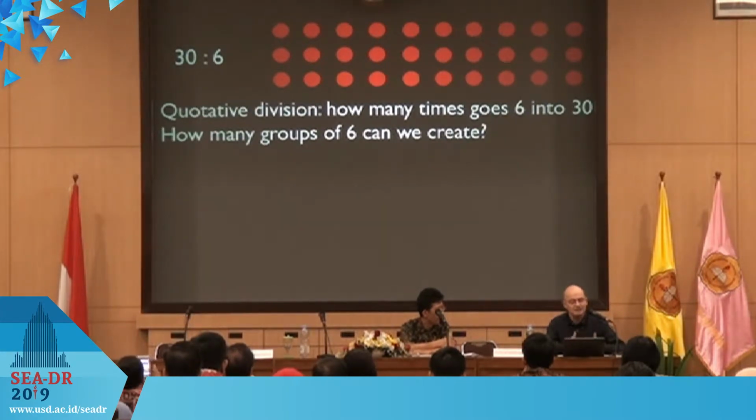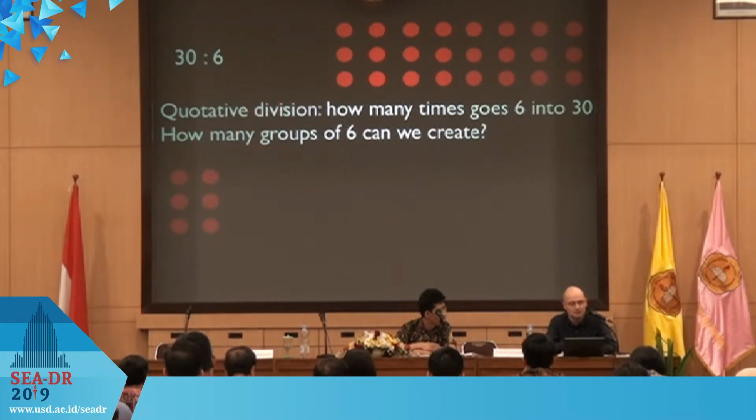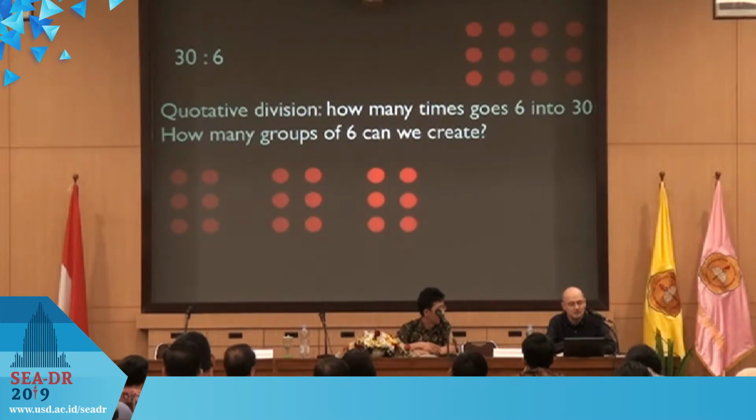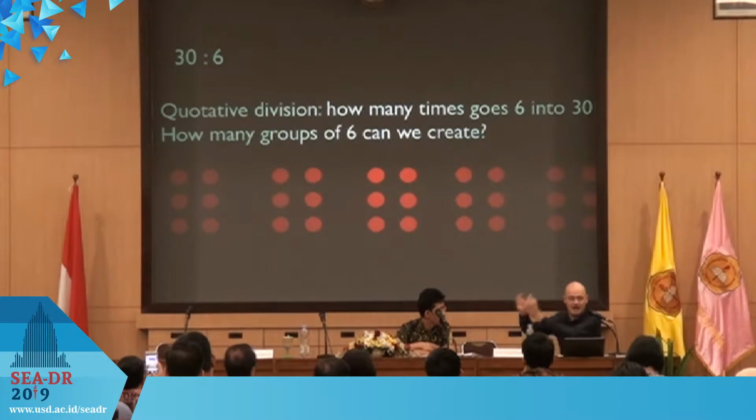Quotative means how many times does 6 go into 30? How many groups of 6 can we create? Now, 1, 2, 3, 4, 5 groups of 6. You move the 6 out.